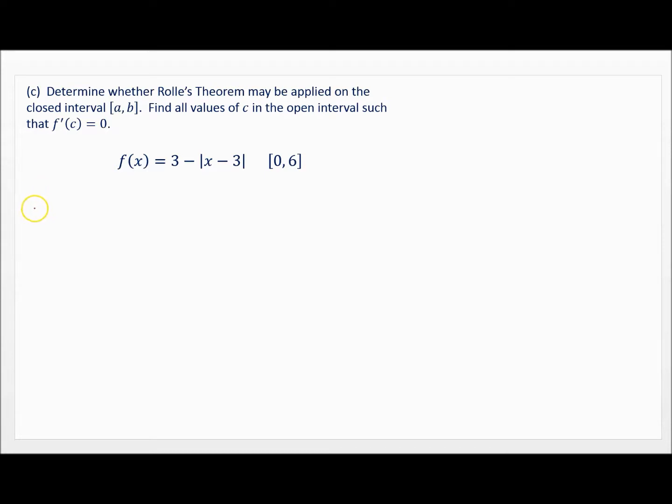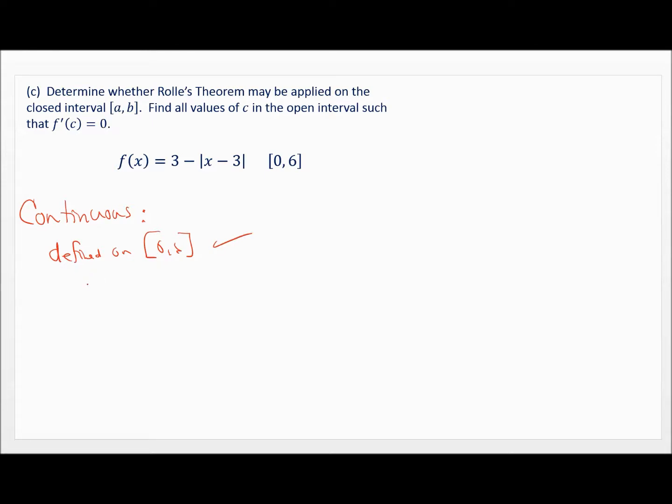First thing, is this a continuous function? Now, this is not a polynomial, folks. So you would have to prove that this is a continuous function. How would you go about doing that? Okay, well, you would have to say, is it defined on the interval 0 to 6? Can I plug in every number between 0 and 6? And it is. Okay, there's nowhere we get undefined.